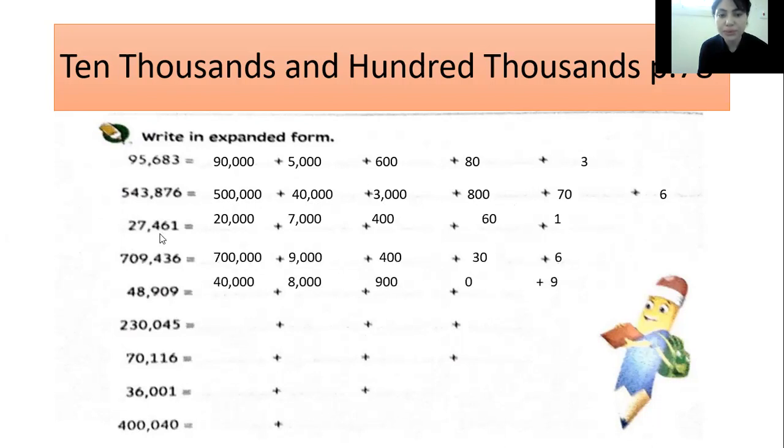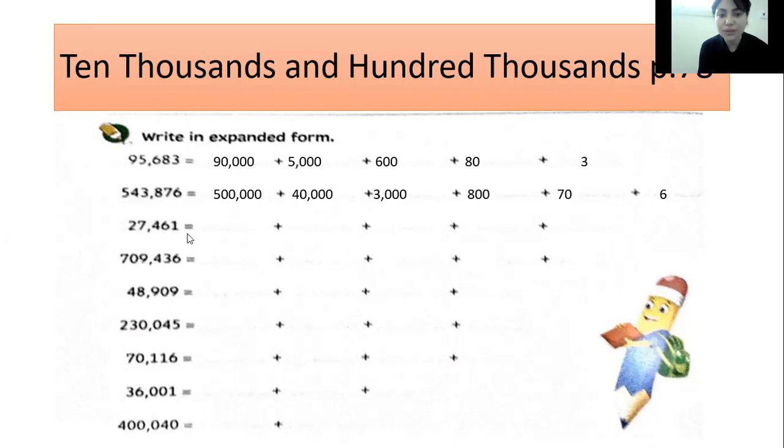27,461, it will be 20,000 plus 7. How many zeros after the 7? 3. How many zeros after the 4? 2. After the 6? 1. After 1? Nothing. Then I have 700,000 plus. I don't have 10,000 here, so I don't write it. I don't write the 0.